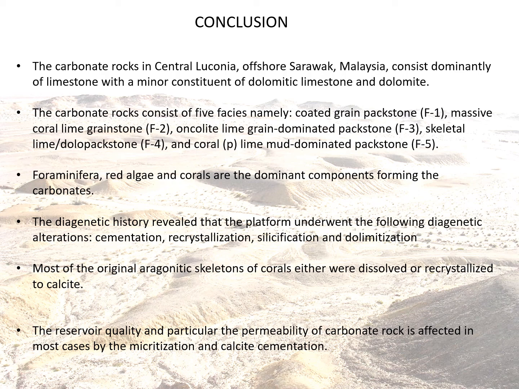Foraminifera, red algae and corals are the dominant components forming the carbonates. The diagenetic history revealed that the platform underwent the following diagenetic alterations: cementation, recrystallization, silicification, and dolomitization. Most of the original aragonite skeletons of corals either were dissolved or recrystallized to calcite. And the reservoir quality, and particularly the permeability of carbonate rock, is affected in most cases by micritization and calcite cement. Thank you.